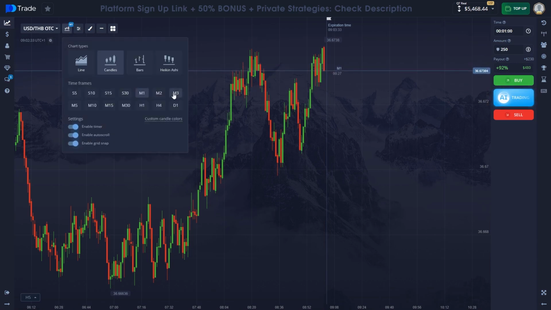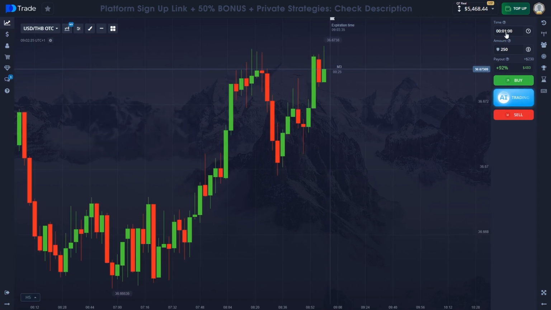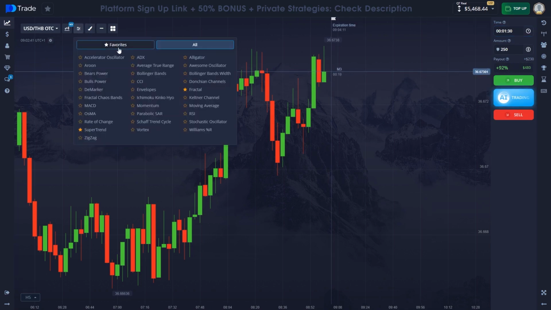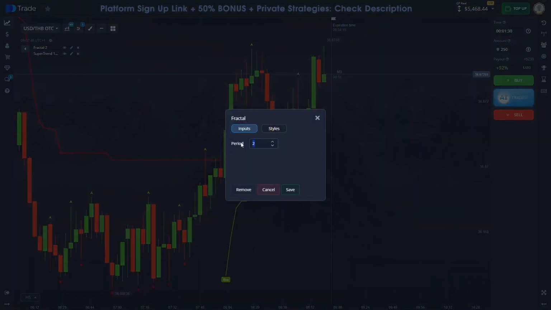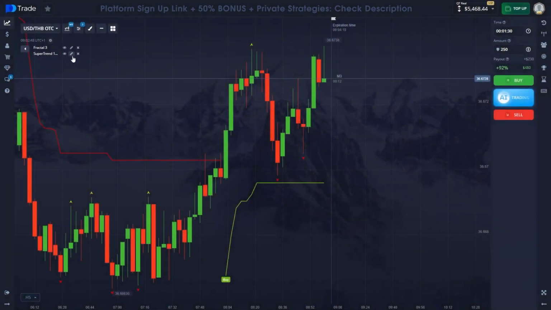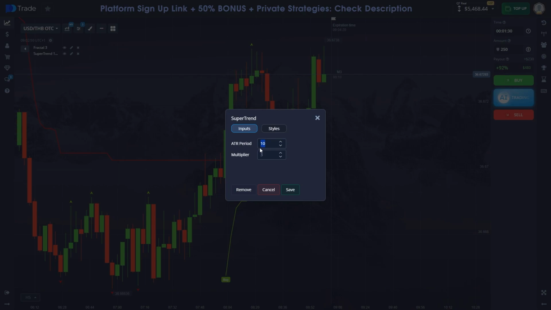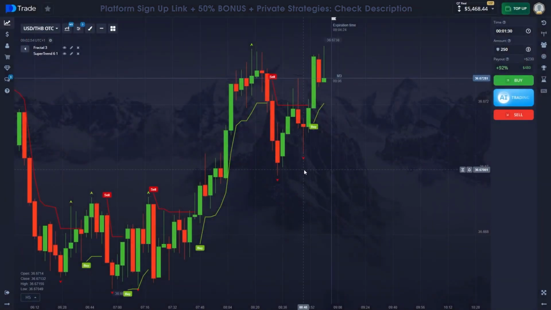We select the candlestick chart type with a time frame of 3 minutes. Expiration time is 1.5 minutes. We connect the Fractal and Supertrend indicators. For Fractal we set the period to 3, for Supertrend the period is 6 and the multiplier is 1. This completes all the settings, and I already see a trading situation for a buy-in.